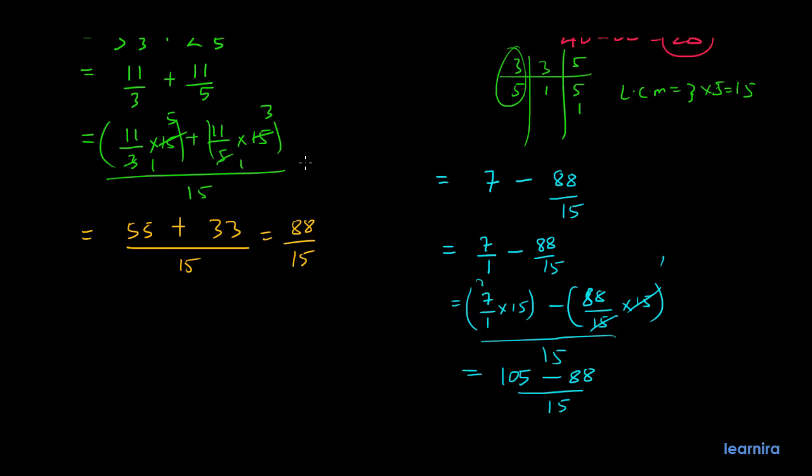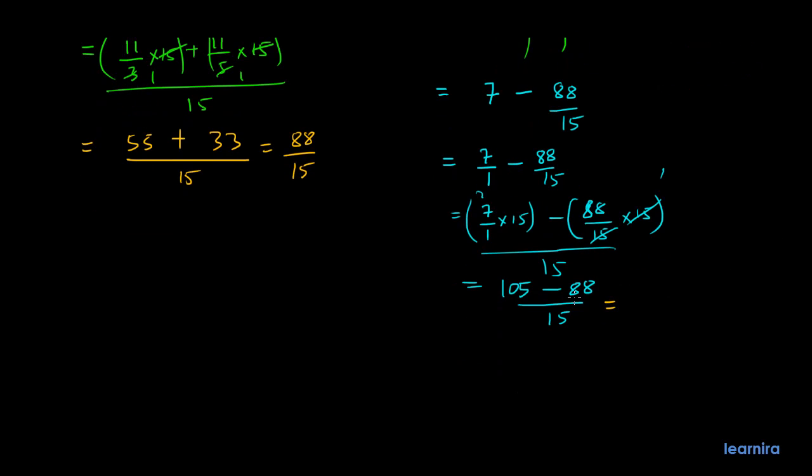We'll have this is equal to 105 minus 88, which gives us 17 all over 15. Now this is an improper fraction. To resolve this, we say 15 goes in 17 how many times? One time, remainder 2. Write down 2 all over 15. And this is the final answer to that question.